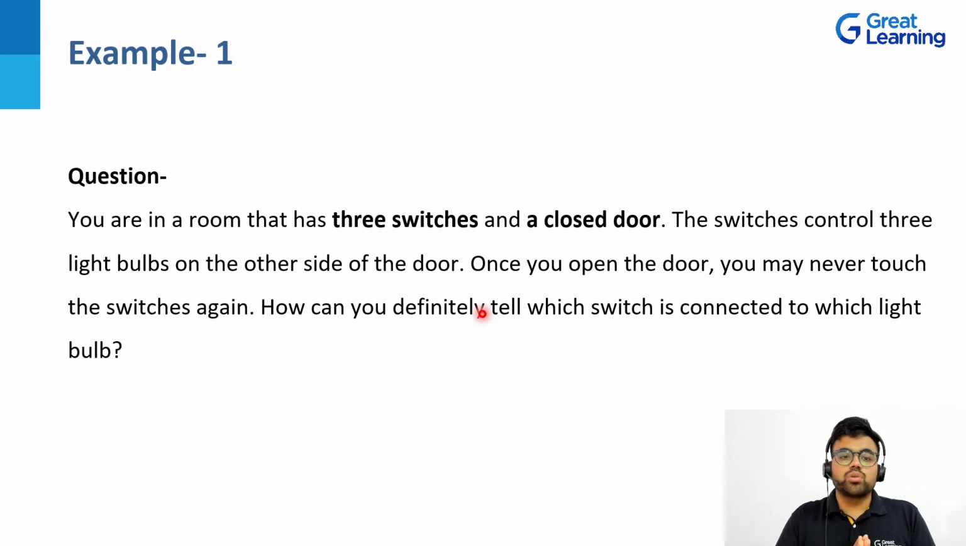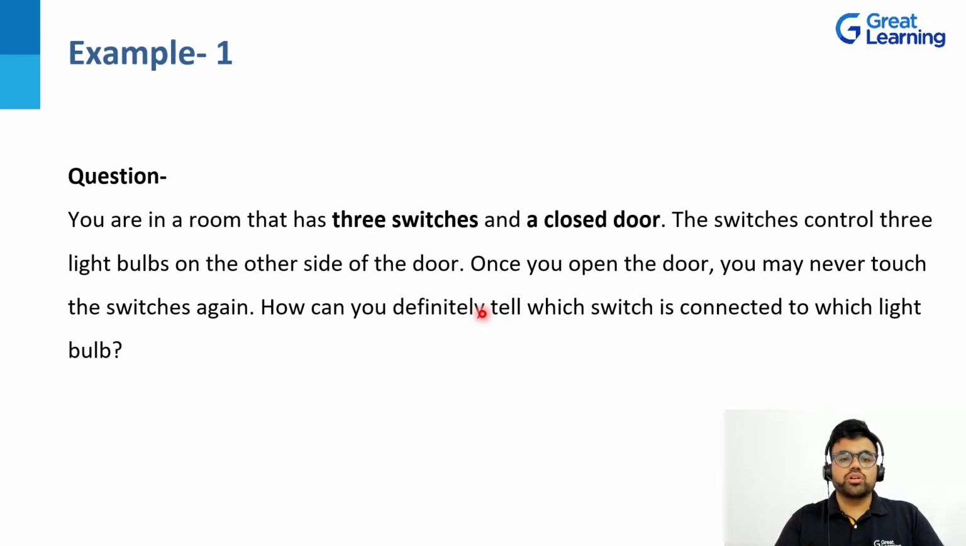These switches control three light bulbs. So basically there are three light bulbs inside a room and there are three switches for these light bulbs that are outside the room, and the door is closed. Once you open the door, you can never touch the switches that are outside. You can only open or close the door and switch on or switch off the switches. Then how can you definitely tell which switch is connected to what light bulb?